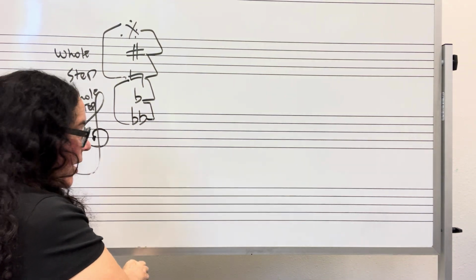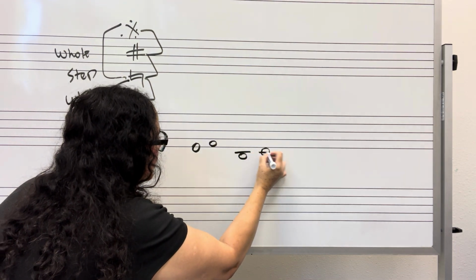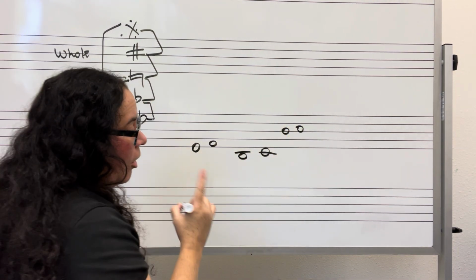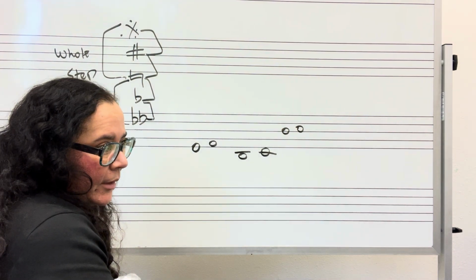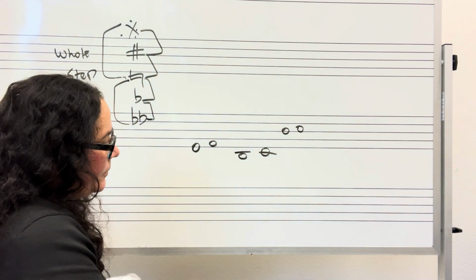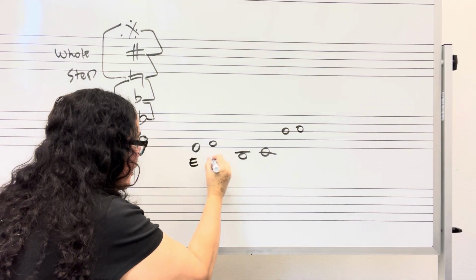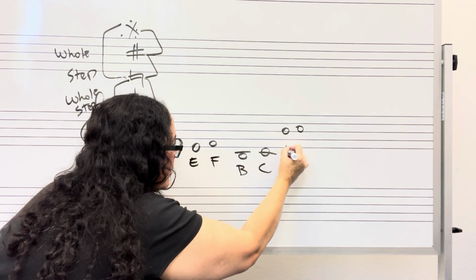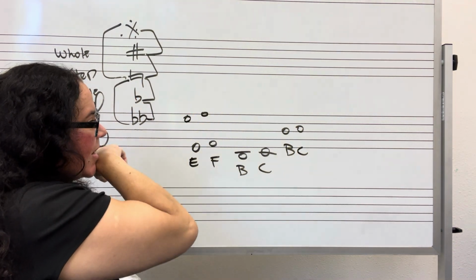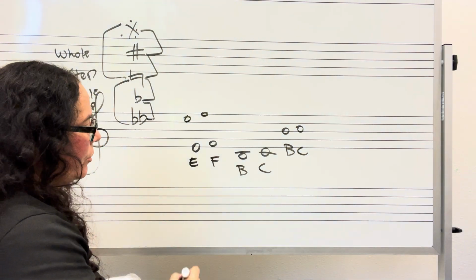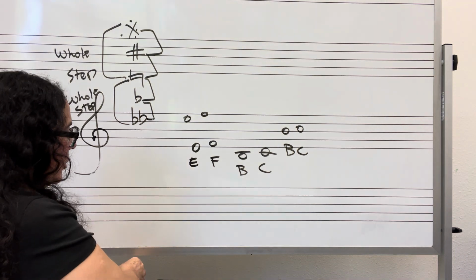Now let's talk about the exception. The exception is between E and F and B and C. In any octave, they are natural semitones or natural half steps. And they are made by two different tonics, E, F, B and C, B and C. In any octave, they are natural semitones.